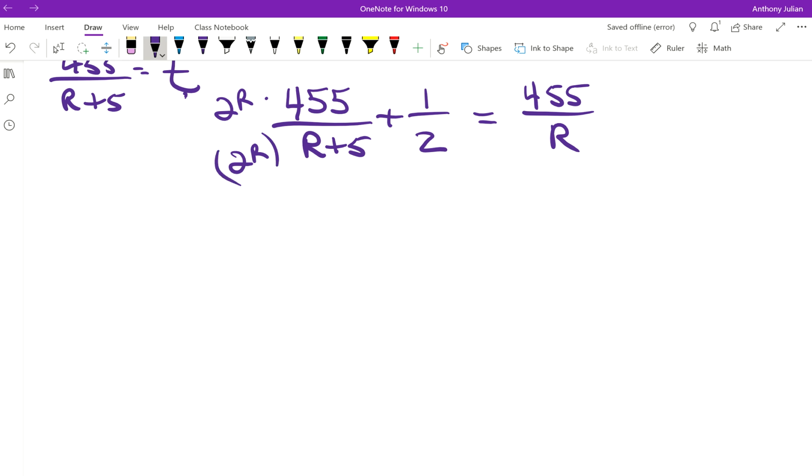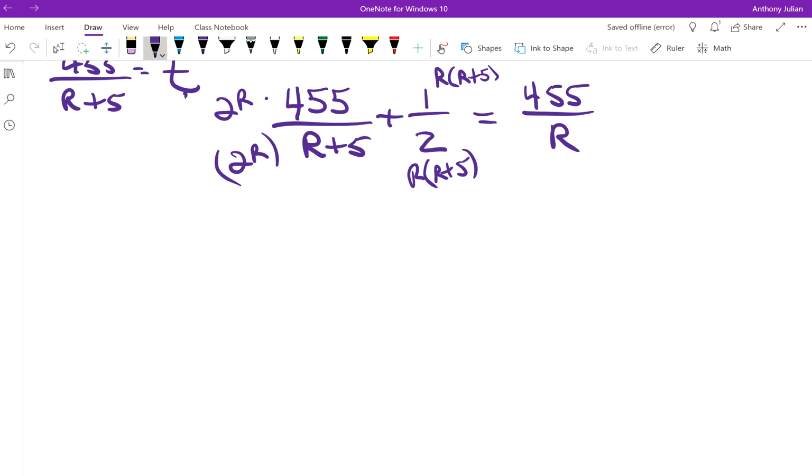I want to get my denominators to be the same, so they need those three components: r plus 5 times the 2 times the r. The 2, I'm going to multiply top and bottom by r times r plus 5. All right, and that's just by times 1, so that's not going to be a big deal. Remember, top and bottom. So I said r times r plus 5.